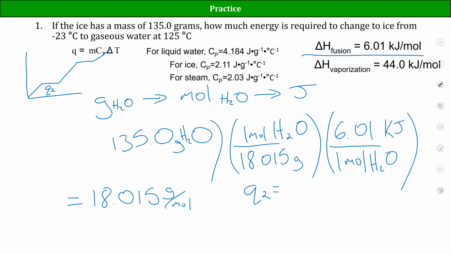135 divided by 18 is close to 0.75 times 6. Sorry, it's close to 7.5. 7.5 times 6, I guess probably closer to 50 kilojoules. 45, square in the middle. And we get to keep 3 sig figs here. So Ian, give me one more sig fig. Is there?